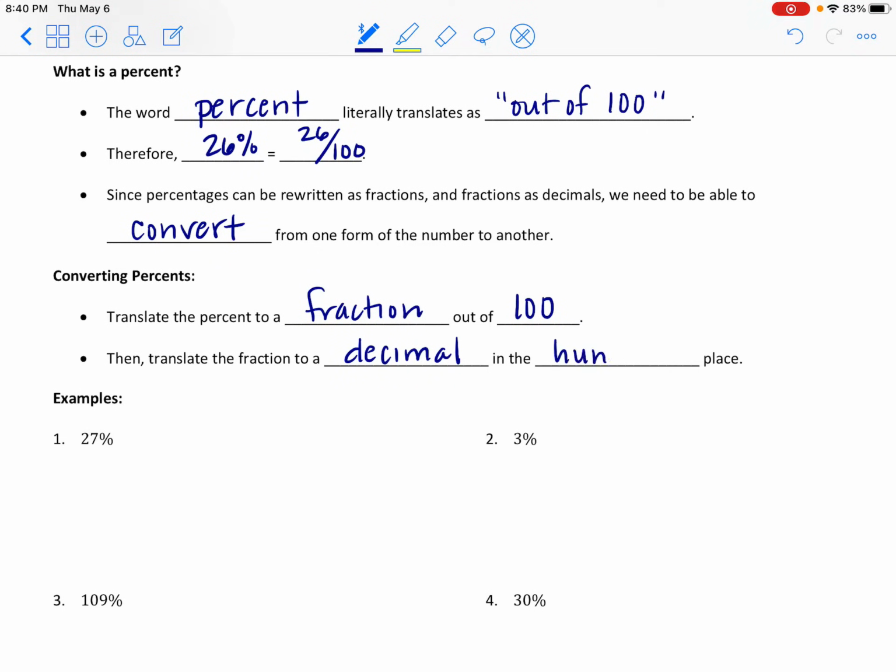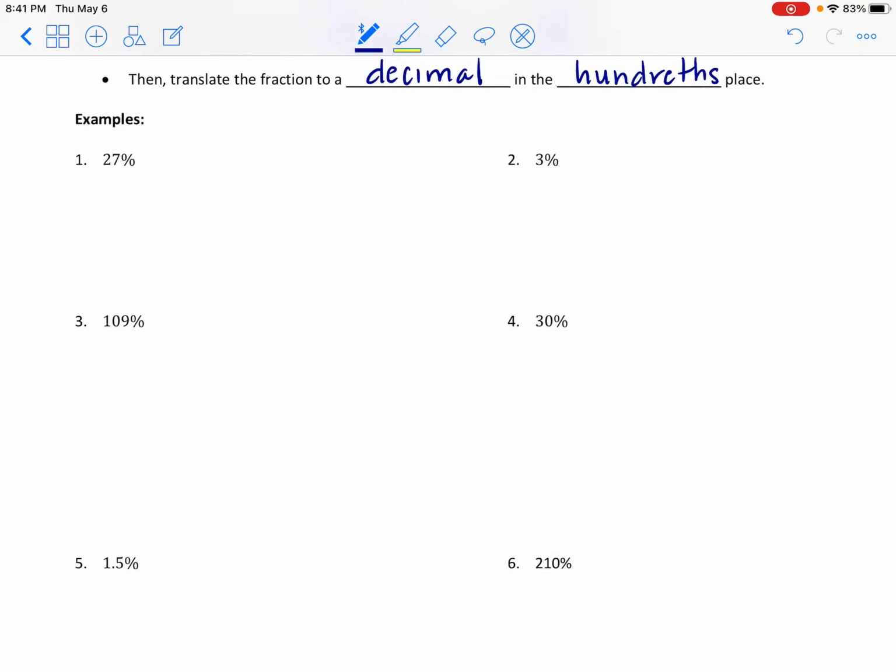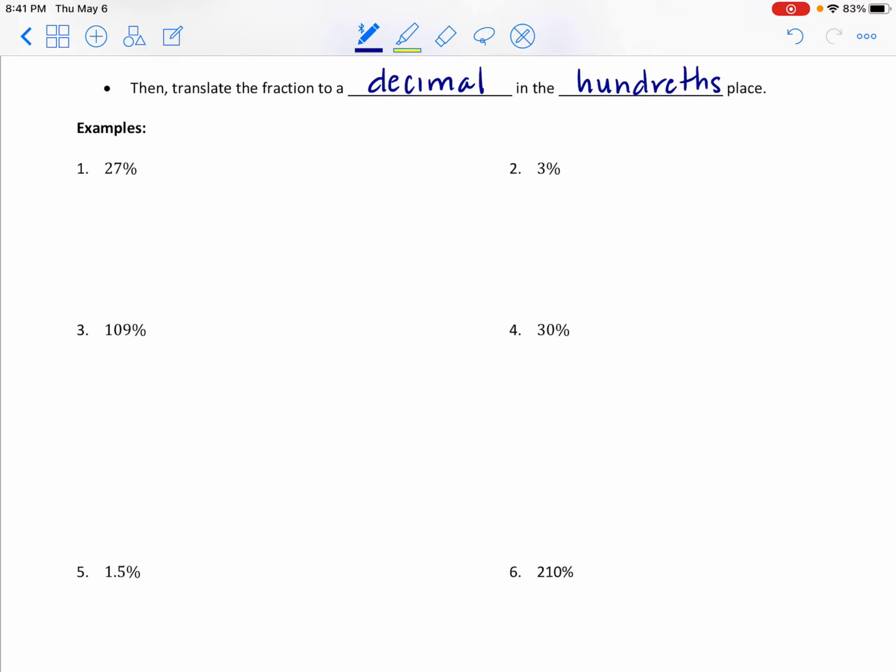Let's say hundredths place. This isn't always going to be true, but it's okay. I'll show you what I mean with that in just a second. So using the fraction that's out of 100, we can directly translate to a decimal that's in the hundredths place. If we reduce it down, it might not be as easy, so I think we'll stick with that hundredths place. Okay, so let's look at some examples now that I've probably confused you on the wording.